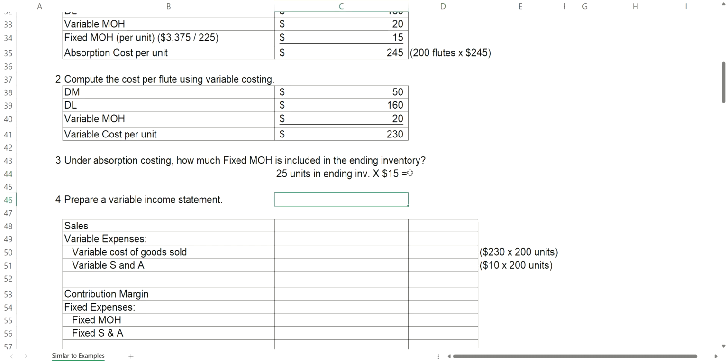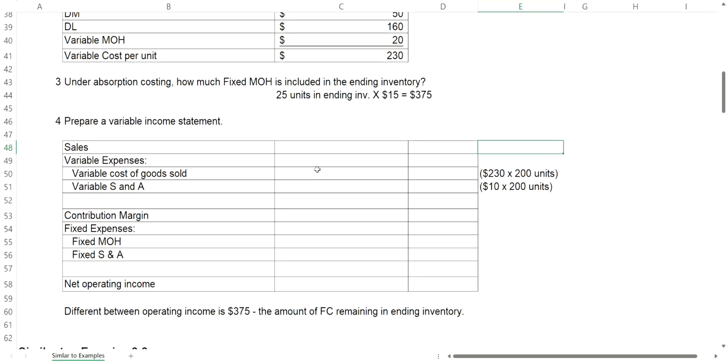Okay, it'll make more sense, I think, in a minute as we put the rest of it together in the variable income statement. So sales will still be the same, $125,000. That would not change from the absorption income statement. In the variable income statement, you want to put all your variable expenses together, your variable cost of goods sold and your variable S&A. You subtract out, and that is called contribution margin. Then you subtract out all your fixed expenses for manufacturing overhead and selling and administrative.